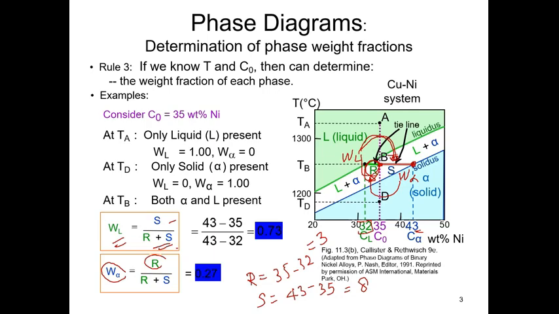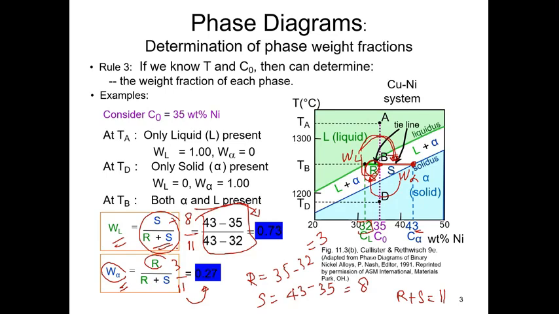Okay, so the distance between R and S, so total R plus S will be 11. So it means that W is either you write it like this, but I'm afraid you'll get it wrong, so better you use this equation. So S is 8, R plus S is 11, then you will get 0.73. R is 3 over 11, then you will get 0.2742 for the weight fraction of alpha.